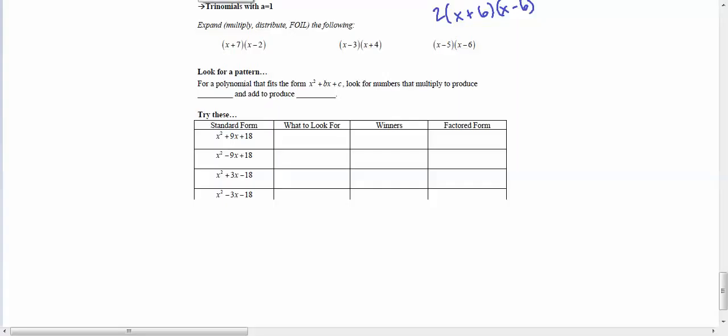So what we're going to be doing right now is factoring trinomials. What is a trinomial? A trinomial is something that has three terms. This is a trinomial: 1, 2, 3 terms.